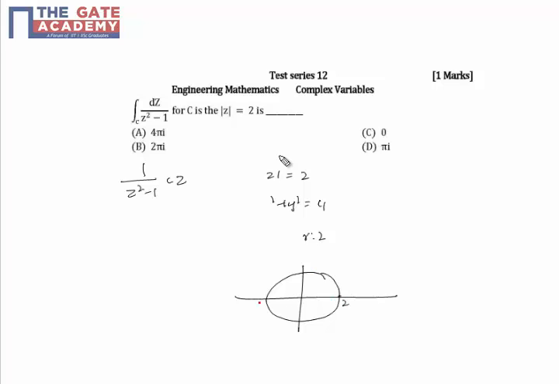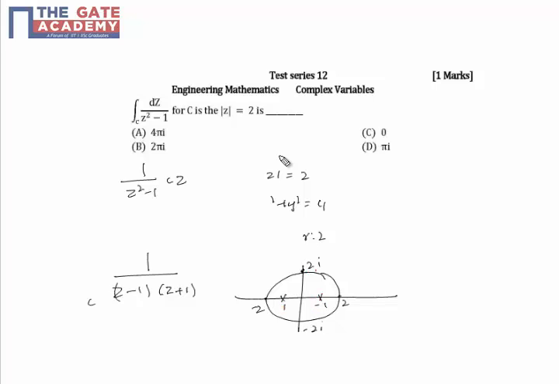This is 2, minus 2, 2i, minus 2i. So this is a circle. Our points are z minus 1 and z plus 1, which means there are two poles inside, which are at 1 and minus 1.